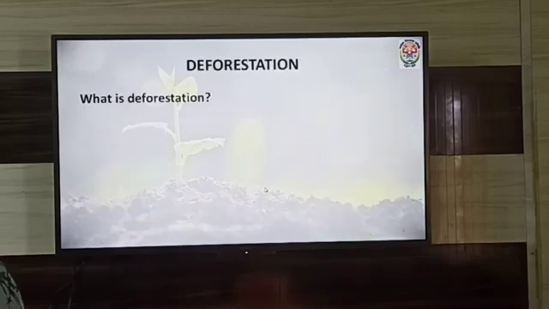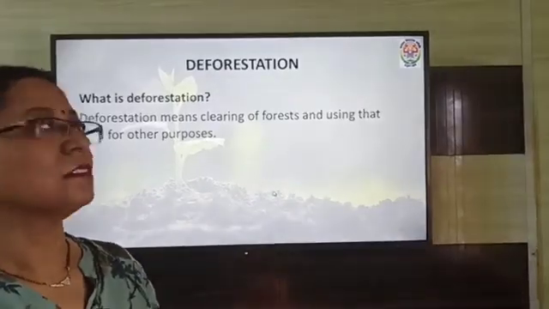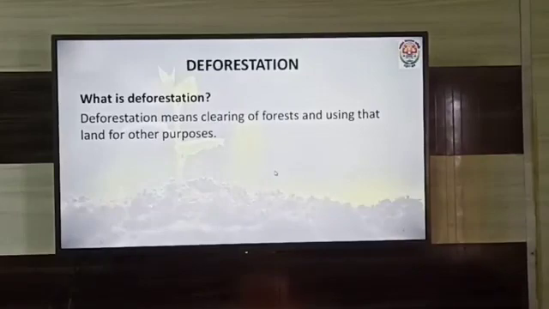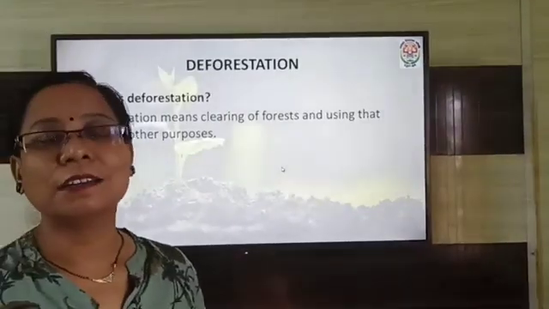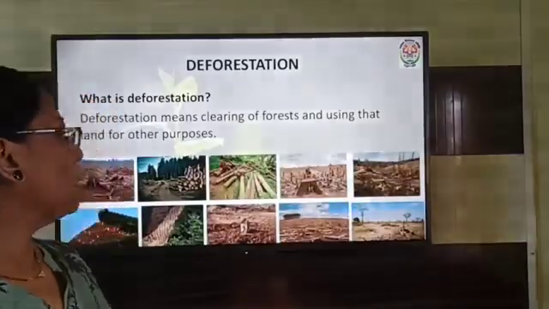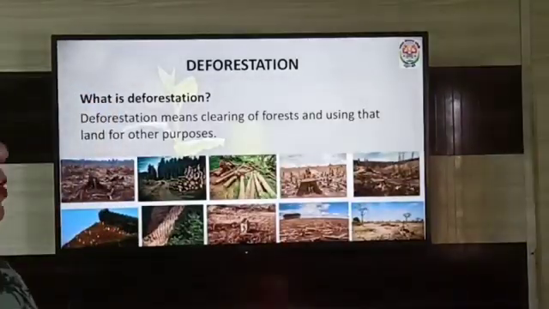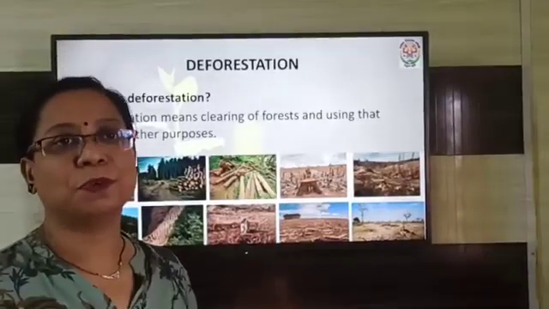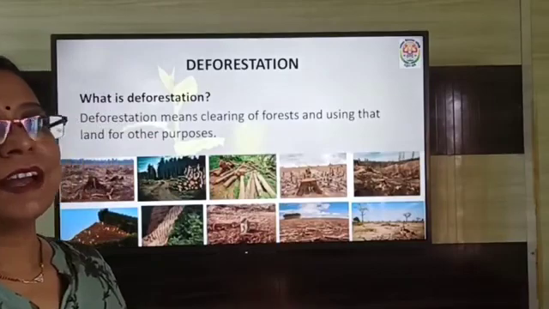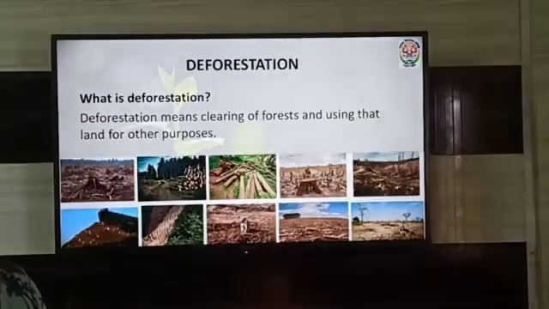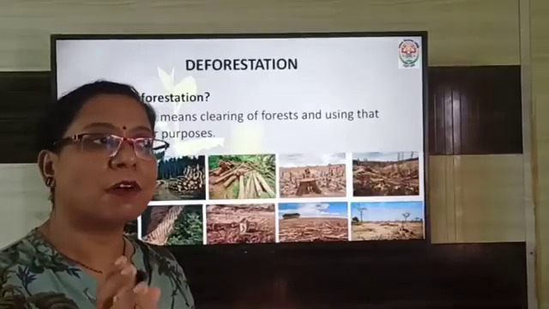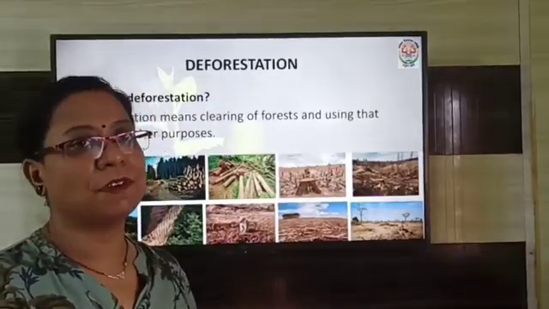Now, what is deforestation? Deforestation means clearing of forest and using that land for other purposes. You already know that we cut trees to procure cultivation land, to procure settlement land, to set up factories. So that leads to deforestation. But before that, we should know why it occurs, first of all, the causes of deforestation.